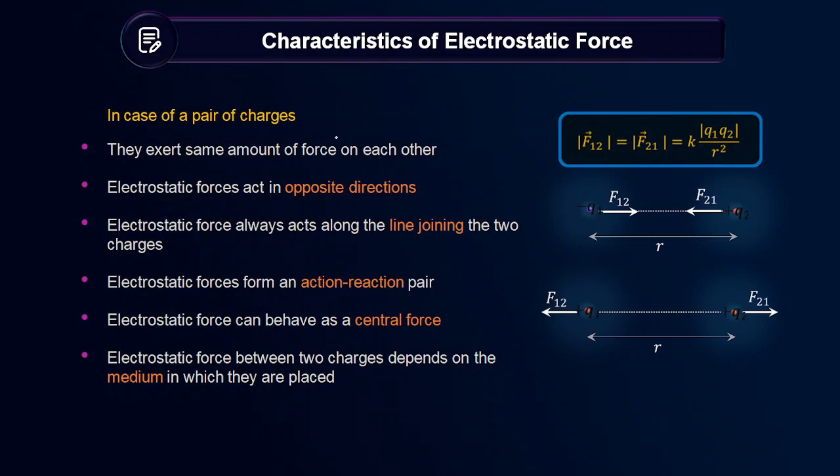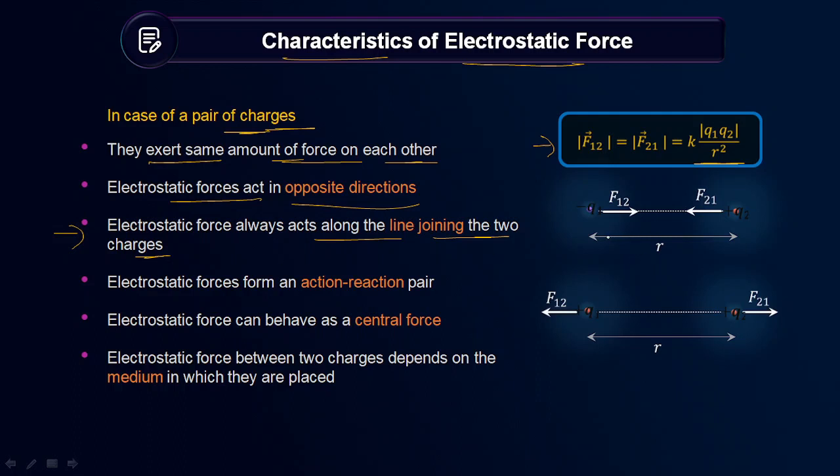In the case of a pair of charges, there are some properties, or characteristics, of Coulomb's law. The main formula is F equals k q1 q2 by r square. A pair of charges exert the same amount of force on each other. Whatever force is exerted by one charged particle, the same force will be exerted by the other charged particle. Direction will be opposite, of course. Their magnitudes are the same. Electrostatic force always acts along the line joining the two charged particles. Electrostatic forces form an action-reaction pair.